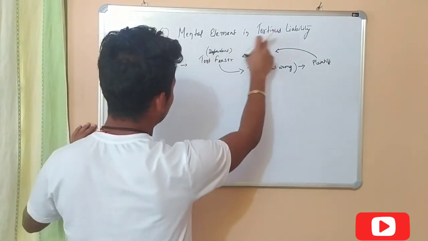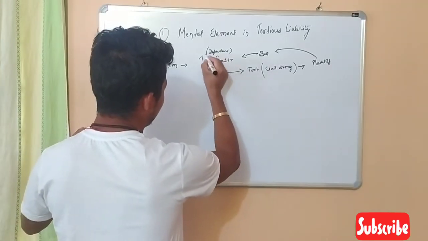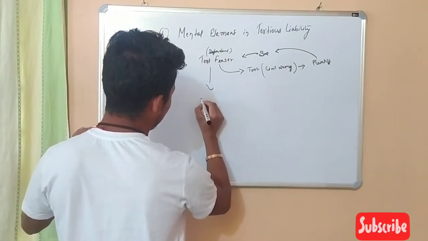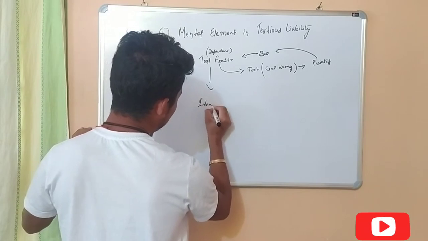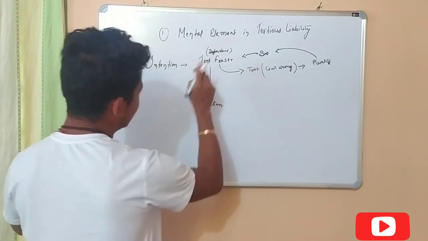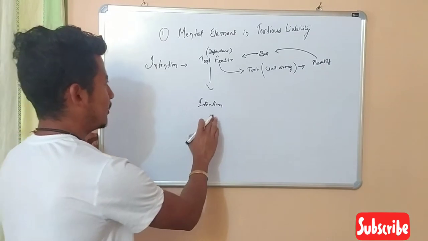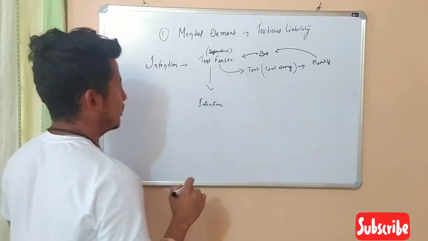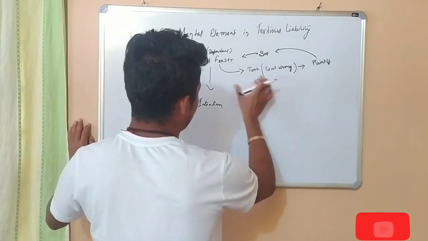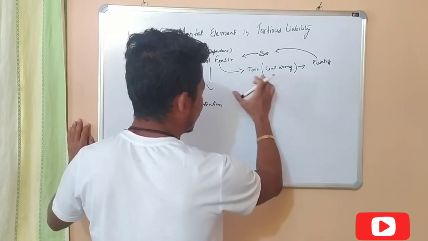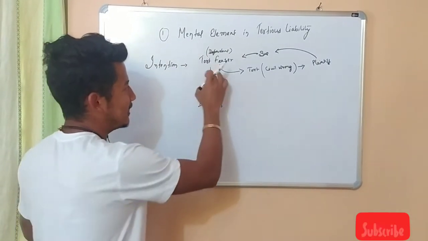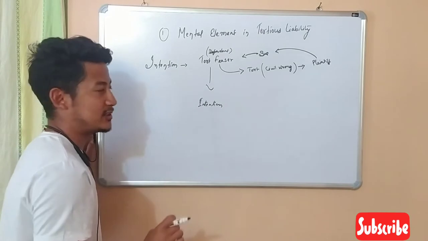Now, while we are discussing the mental element, we are asking whether the intention of the tortfeasor is necessary or not. Since he has committed the tort, was it intentional or not, did he have a guilty mind or not? That's what we are discussing today.